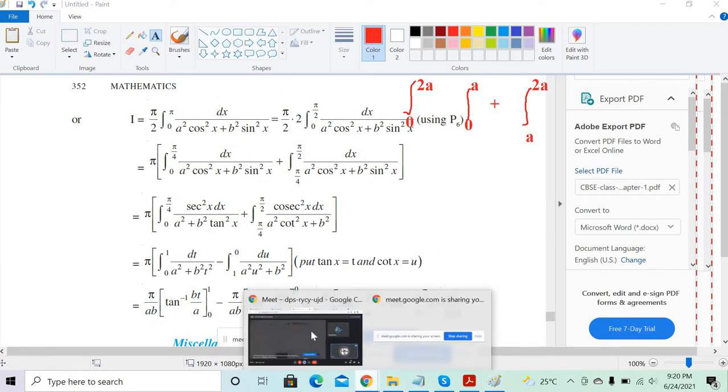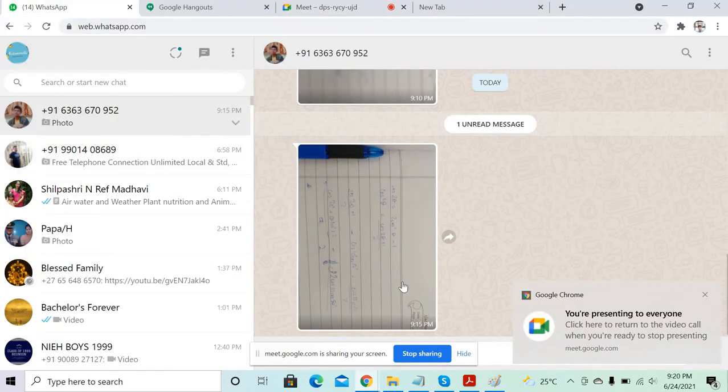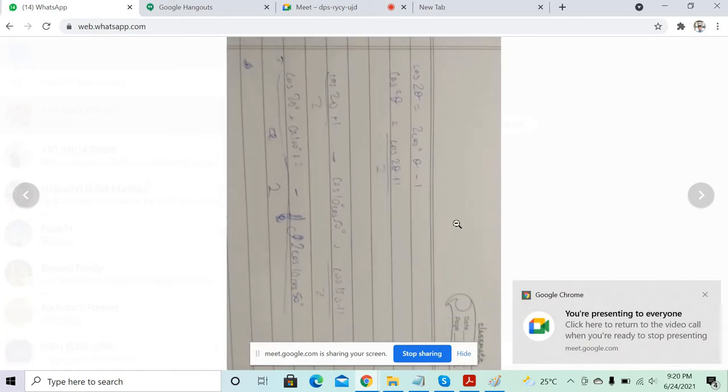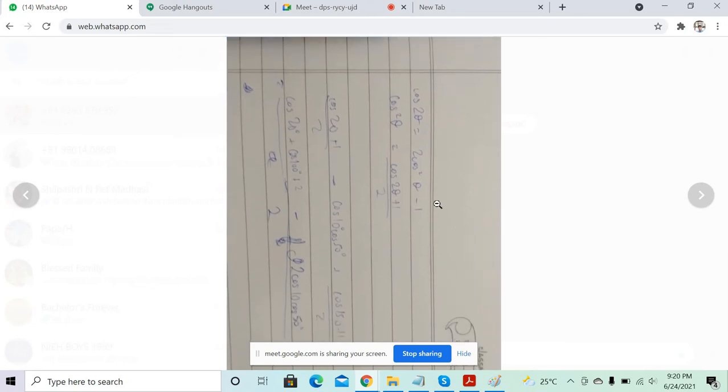Okay, you sent me this, Akshat, right? Let me just check whatever you sent me. This is what you sent, right? So after that, we just put 2 cos A cos B. That's what we did last time, and then the answer came wrong. 2 cos A cos B.